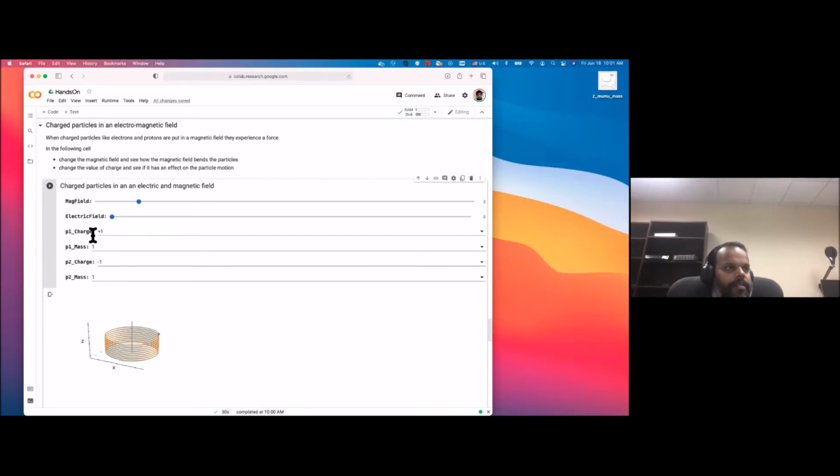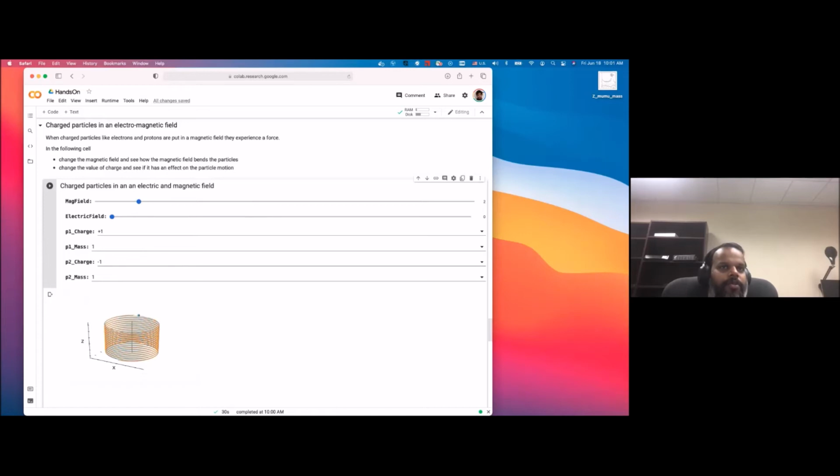My particle 1 is yellow here, and particle 2 is blue. Once I put them in a magnetic field, I see both particles bending in the magnetic field. They do this circular trajectory, right? But what's interesting is they have different directions of motion. They bend in opposite directions, right? Now, this is because their charges are different.